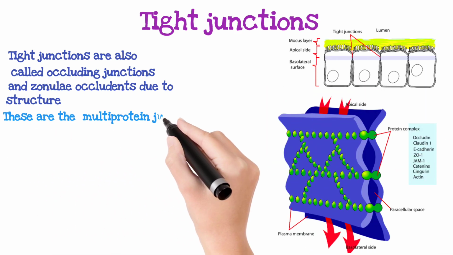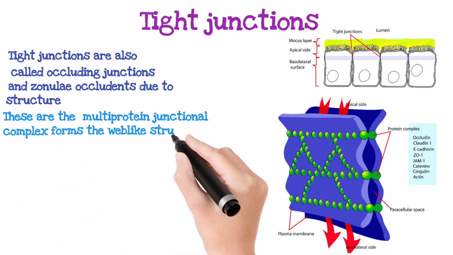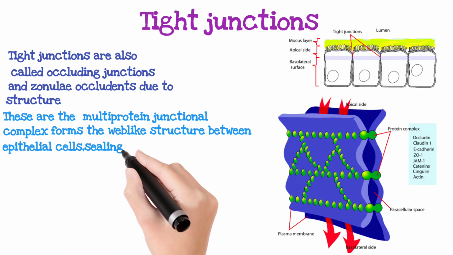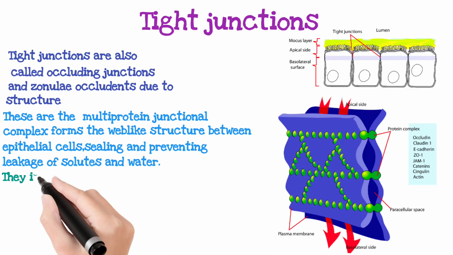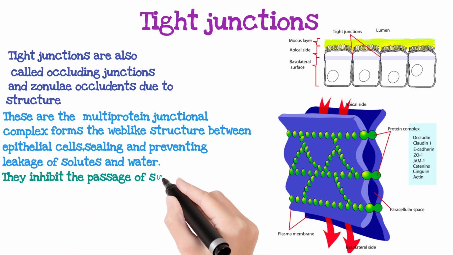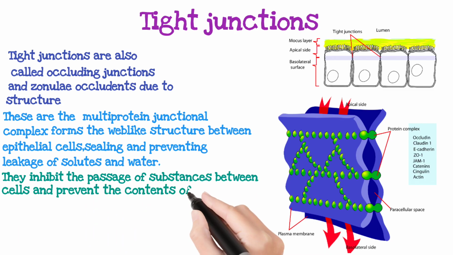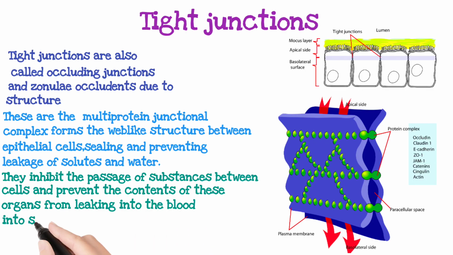These are multiprotein junctional complexes which form the web-like structure between epithelial cells, sealing and preventing leakage of solutes and water. They inhibit the passage of substances between cells and prevent the contents of these organs from leaking into the blood or surrounding tissues.